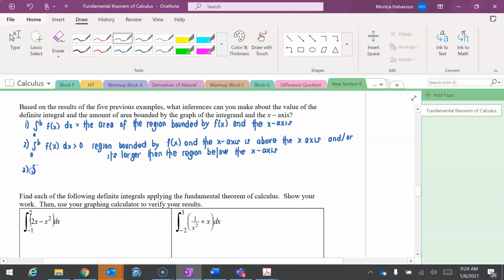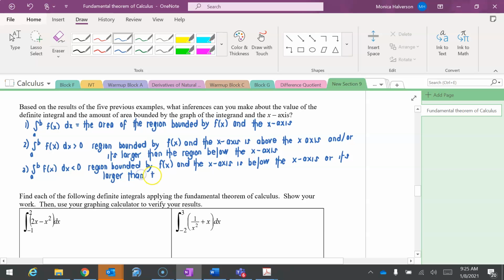The third inference we can make is that if the value of the definite integral is less than 0, the region bounded by f of x and the x-axis is below the x-axis, or it's larger than the region above the x-axis. Okay?